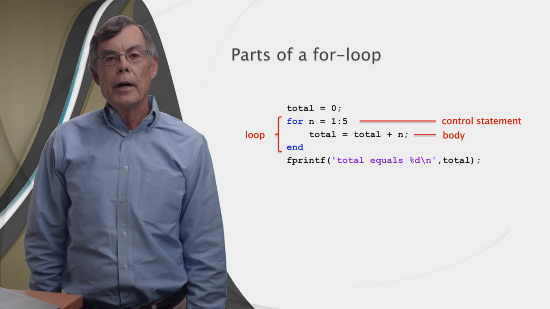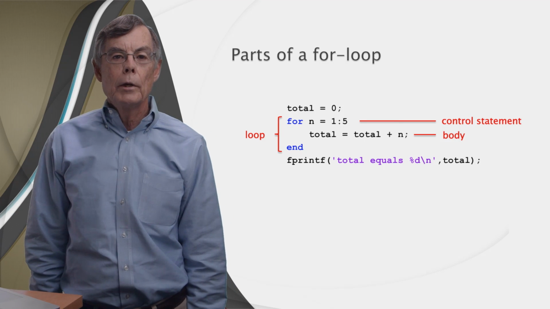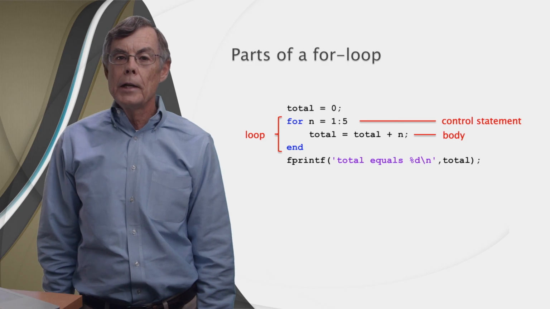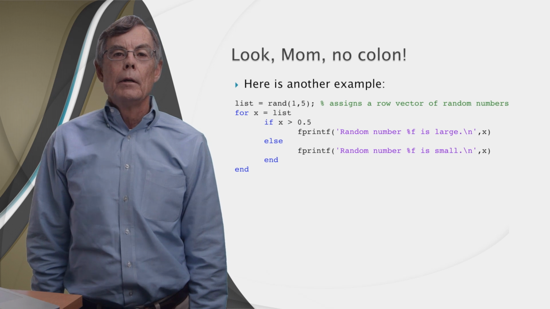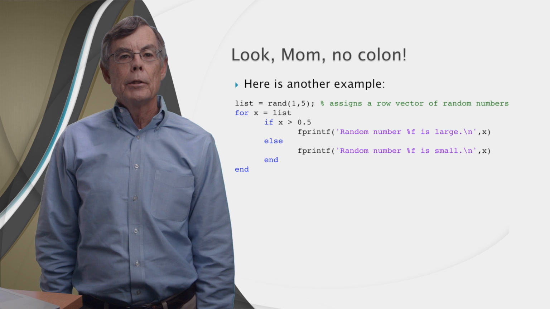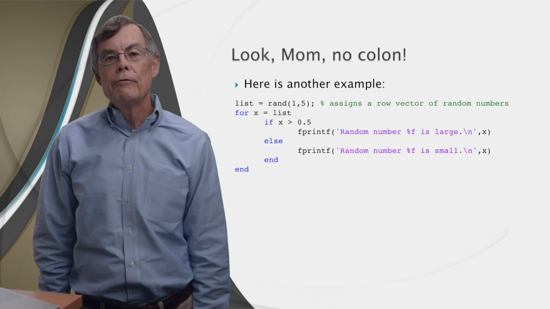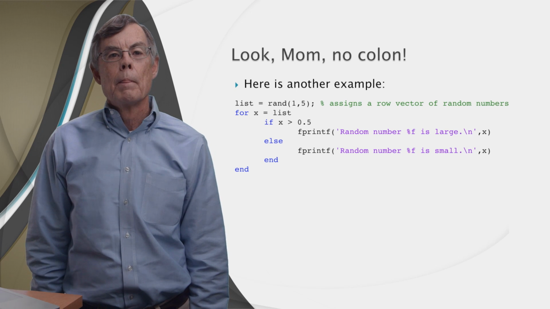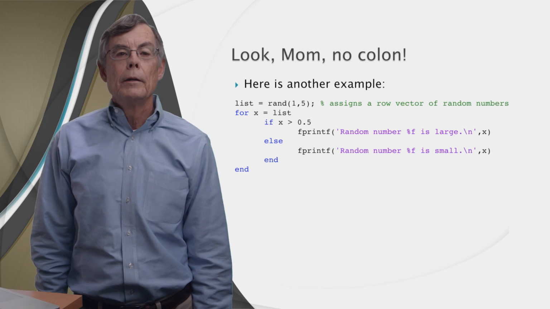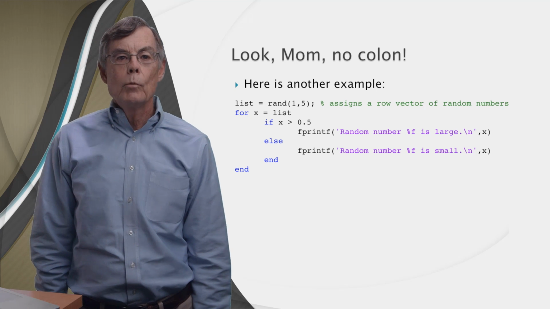Most of the time, the vector to the right of the equal sign in the control statement will be formed with a colon operator, as it is here, but it doesn't have to be. Here's another example. Instead of a colon operator, here we simply use another variable that already contains a vector. In this case, it's a vector of 5 random numbers. This is perfectly fine. The loop index will be assigned the elements of this vector one by one.